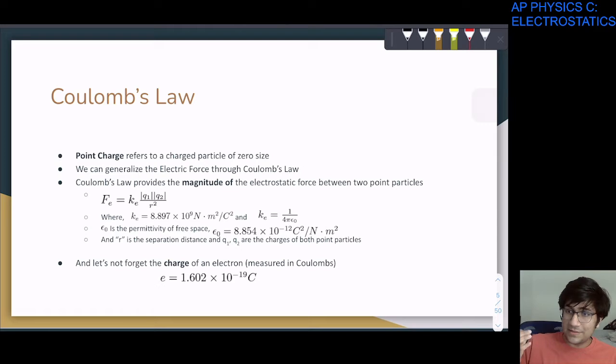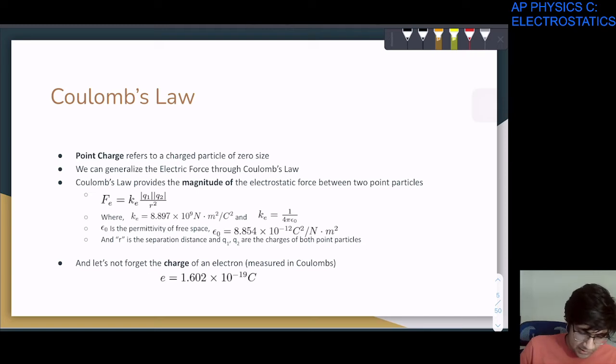And what we can do is, if we remember in mechanics, we had a notion of force, right? F equals ma. There's such a thing called an electric force, and we use Coulomb's Law. So Coulomb's Law provides the magnitude of the electrostatic force between two point particles. Now remember, two like charges, two positive charges or two negative charges, will repel versus opposites which attract.